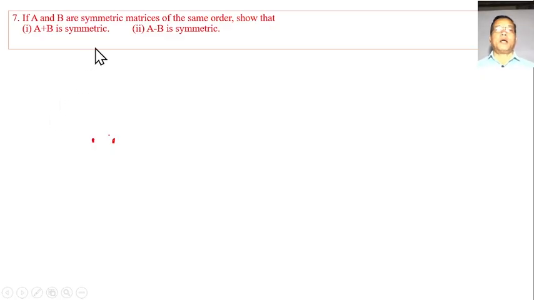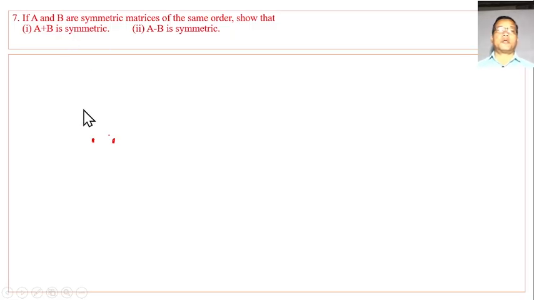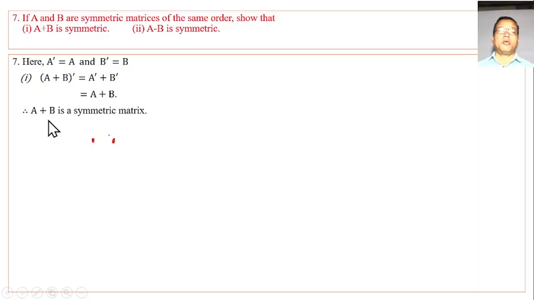If A and B are symmetric matrices of the same order, show that A plus B is symmetric and A minus B is skew symmetric. Proof: A plus B transpose is A transpose plus B transpose. A is symmetric, so A transpose is A, and B is symmetric, so B transpose is B. So the transpose of A plus B equals A plus B, hence A plus B is a symmetric matrix.